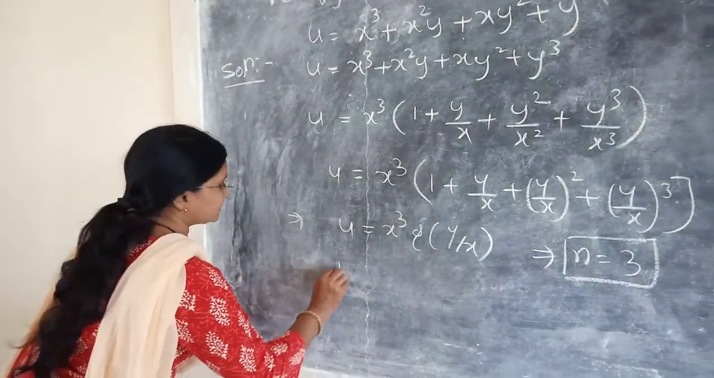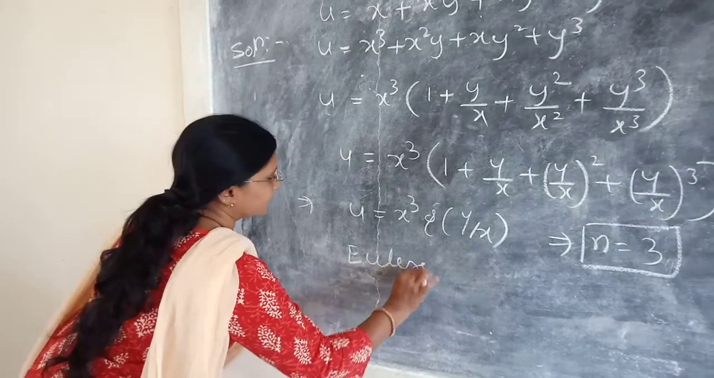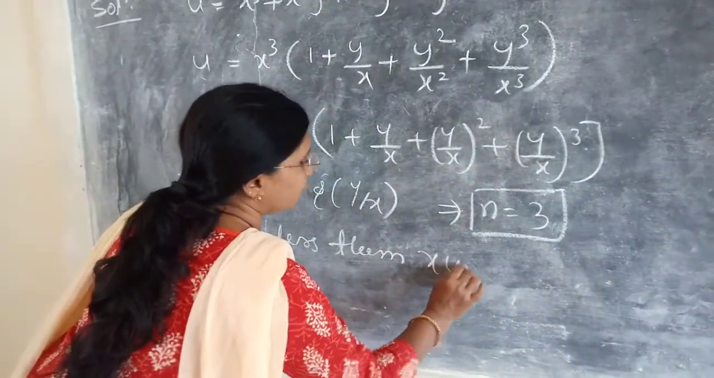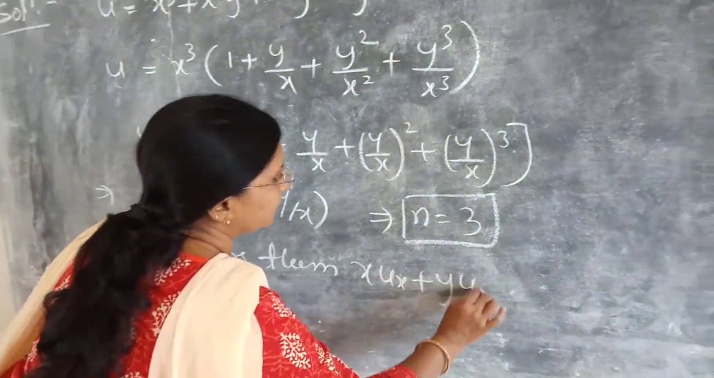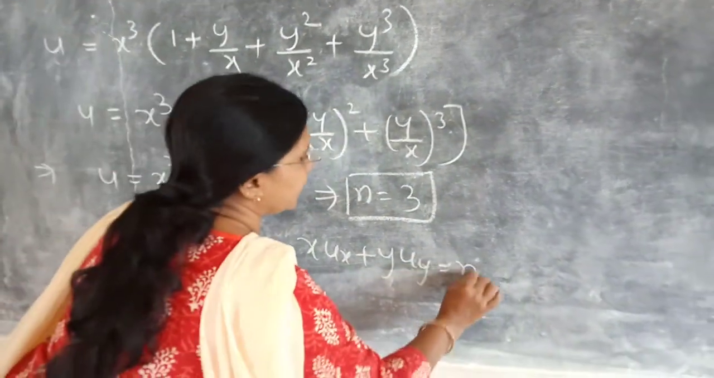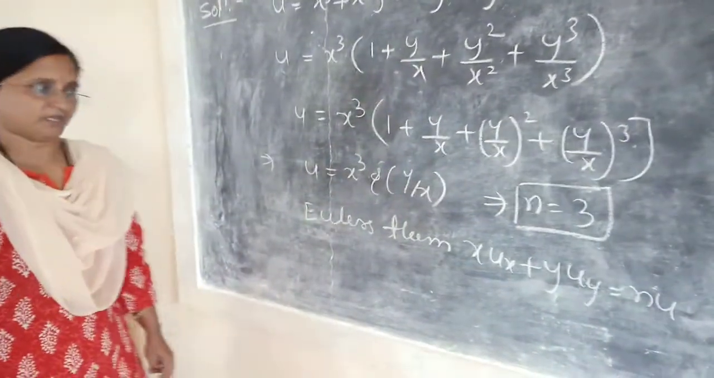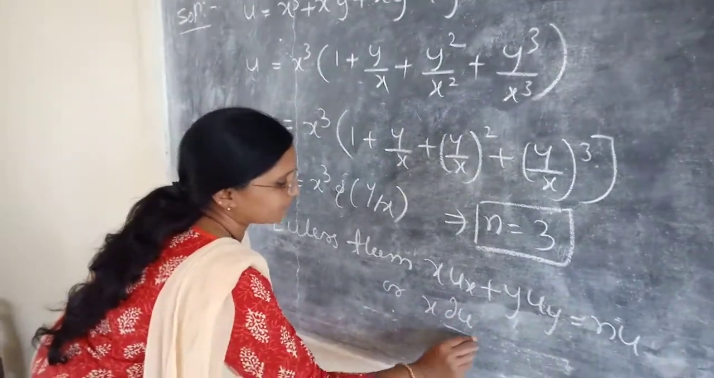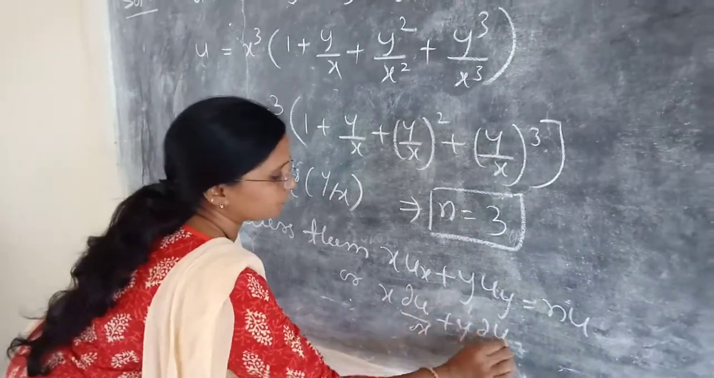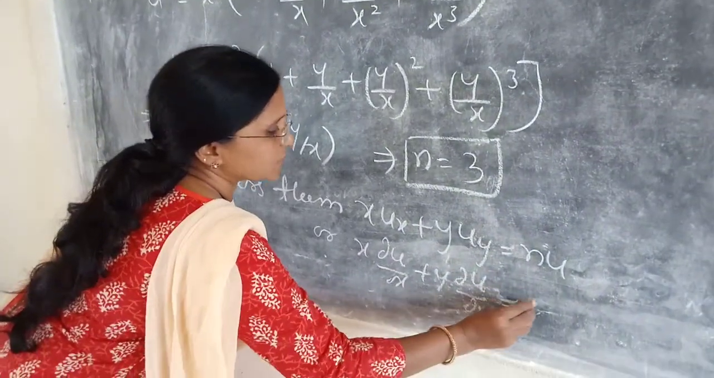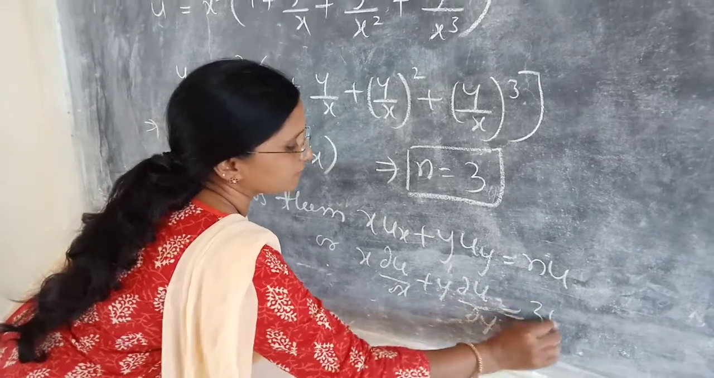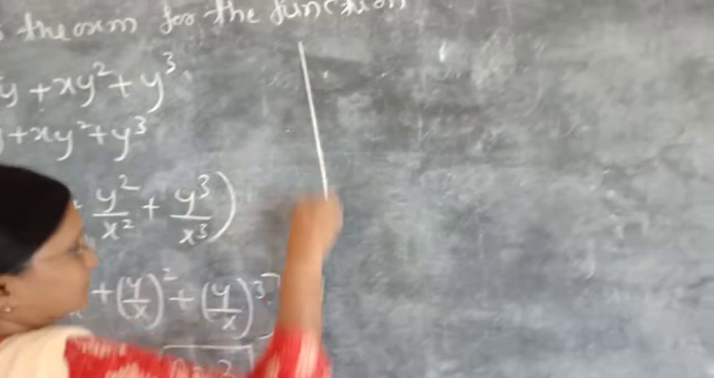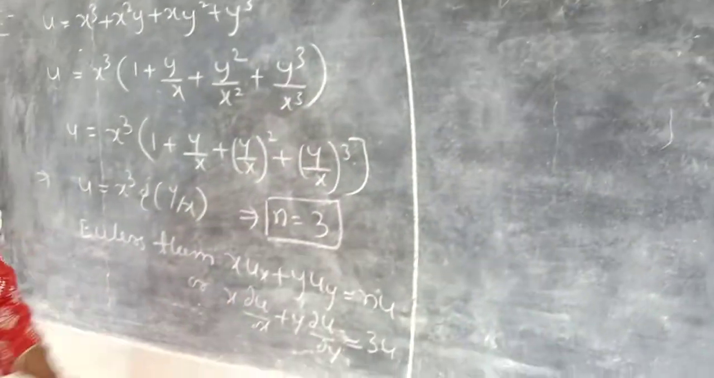We know Euler's theorem is x into ux plus y into uy is equal to n into u. This you have to verify. Or we can also write it as x into dou u by dou x plus y into dou u by dou y is equal to n, here 3, into u. This we have to prove. Let us start from dou u by dou x.